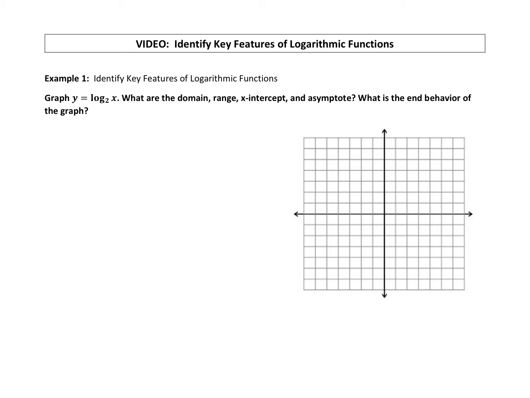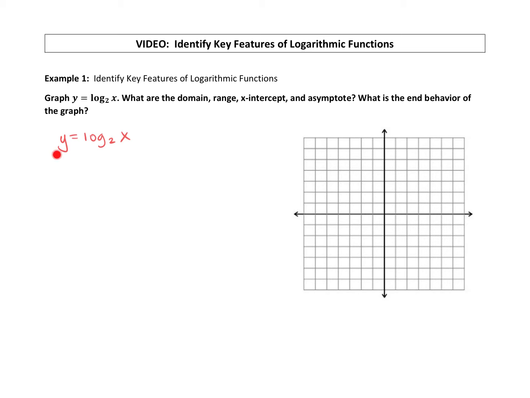All right, so we have been learning about log functions. Now we're going to just take a look at what the graph of a log function looks like. So we have an example, y equals log base 2 of x. We're going to graph this, and then we're going to identify the domain, range, x-intercept, and the asymptote, and then also talk about the end behavior of our graph.